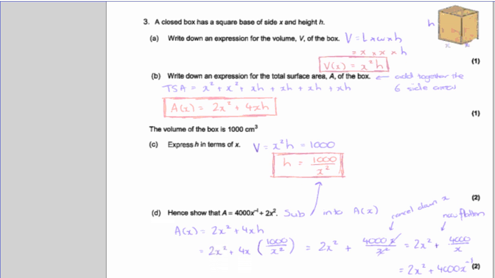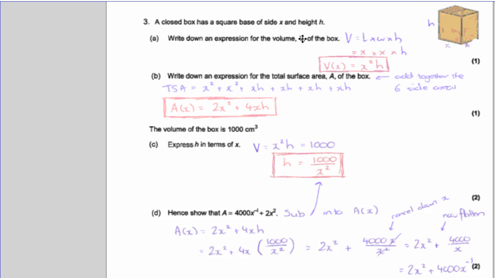A closed box has a square base of side length x and a height of h. So if it's a square base, then it's got the same length and width. So you can call that length x and that length x because it's a square on the bottom. And it's got a height of h. Write an expression down for the volume of the box.